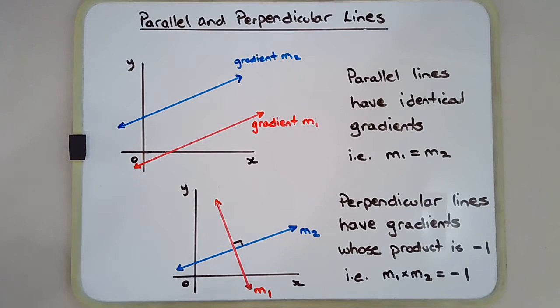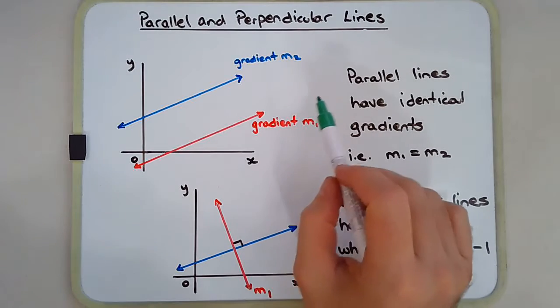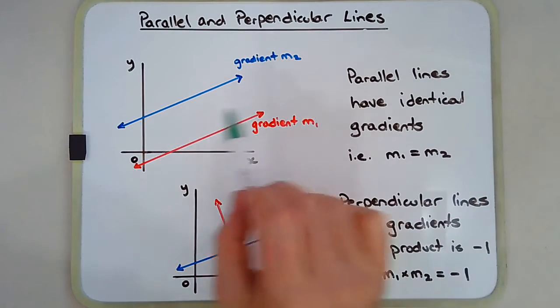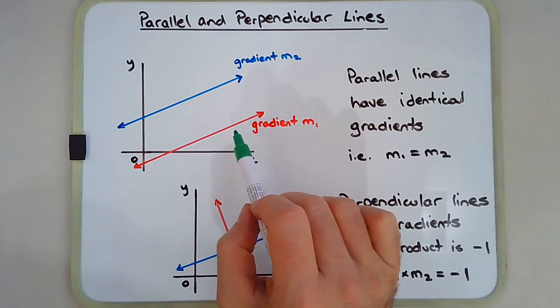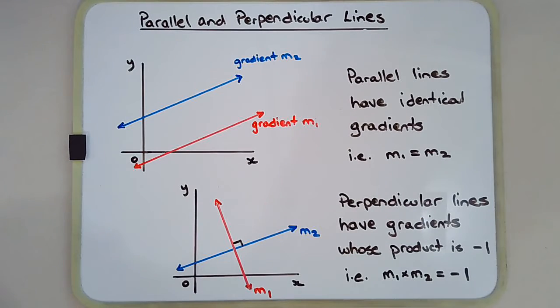In this video, we're going to look at the properties of parallel and perpendicular lines. So let's have a look at parallel lines first. One thing that you really need to know is that the gradients of parallel lines are identical.